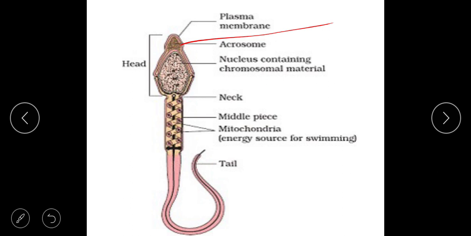In the middle piece, this portion is rich in mitochondria. These mitochondria are called the powerhouse of the cell. They provide energy for the movement of the flagellum, so that the spermatozoa can move up to the fallopian tube for fertilization.